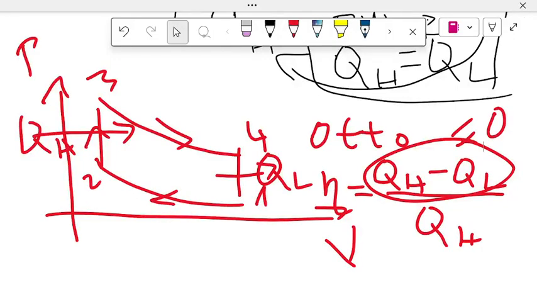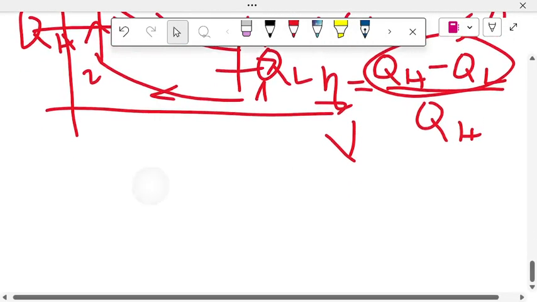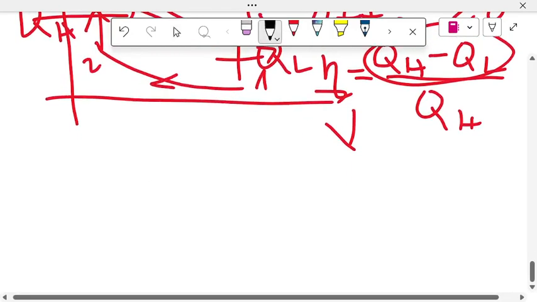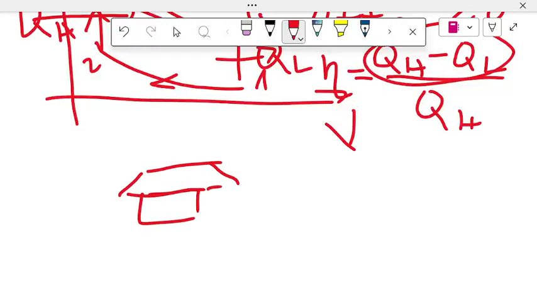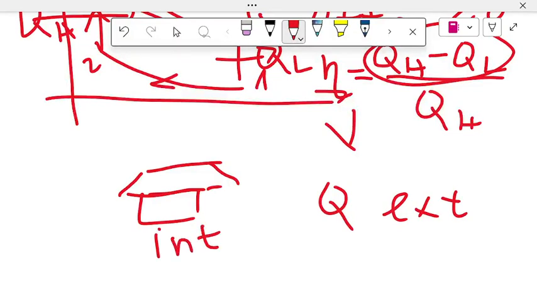Why 0? I will say again, if I have a house, I have a room, I take the same amount of heat from the exterior and put it into the interior, it is the same. And I do that through a heat pump.